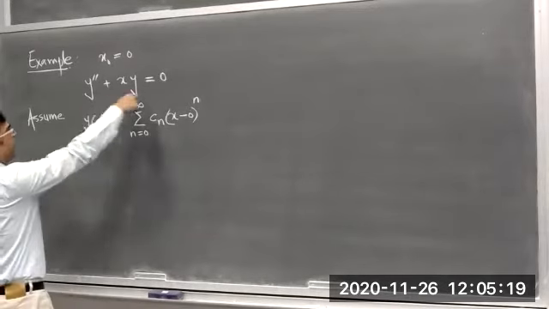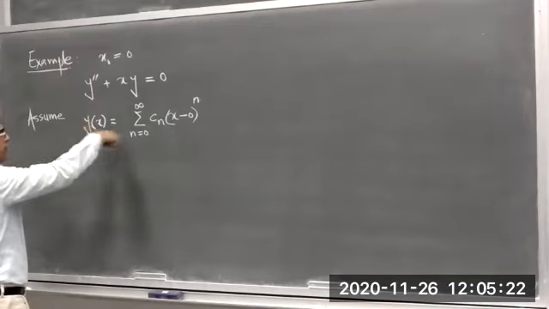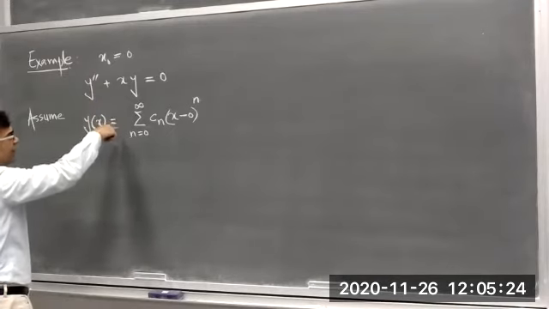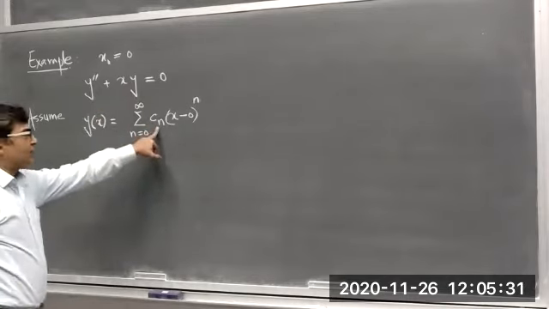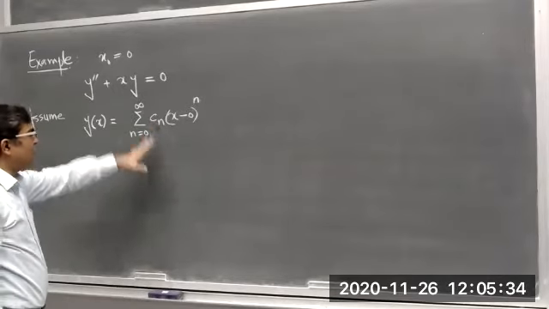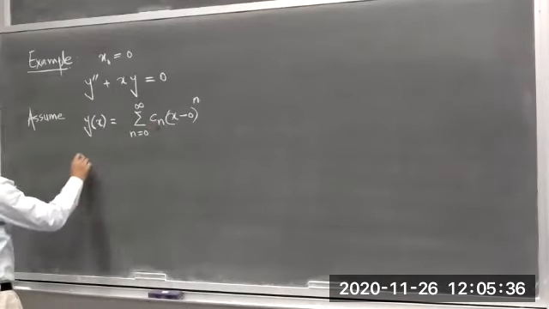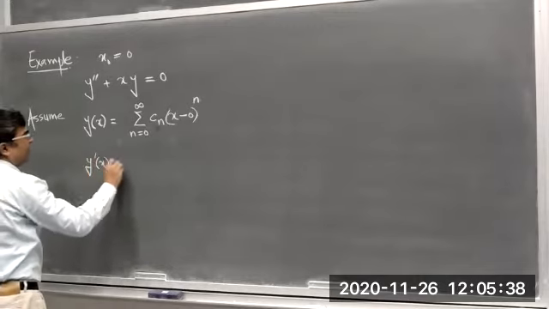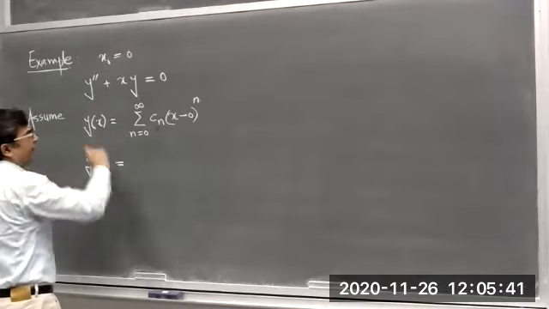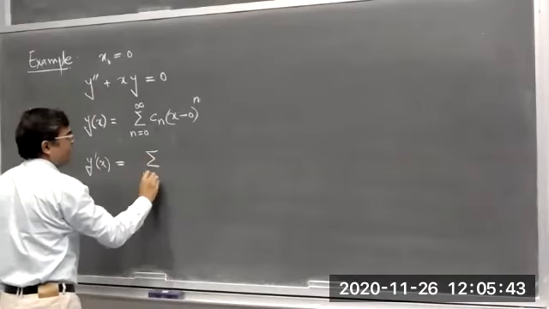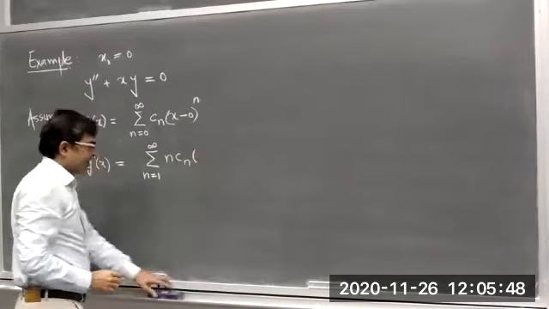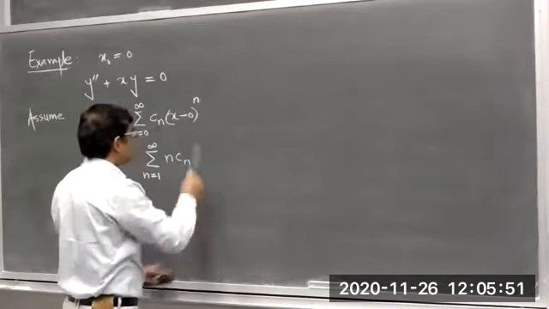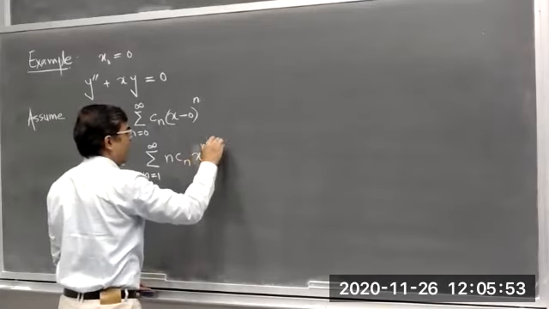Now, what do we need here? We need the second derivative of this solution, and by inserting this assumed solution in the differential equation, we try to find these unknown constants Cn. I told you in the previous lecture. So we need to find its first derivative, because we need the second derivative. The first derivative is the summation n from 1 to infinity of n Cn x power n minus 1.